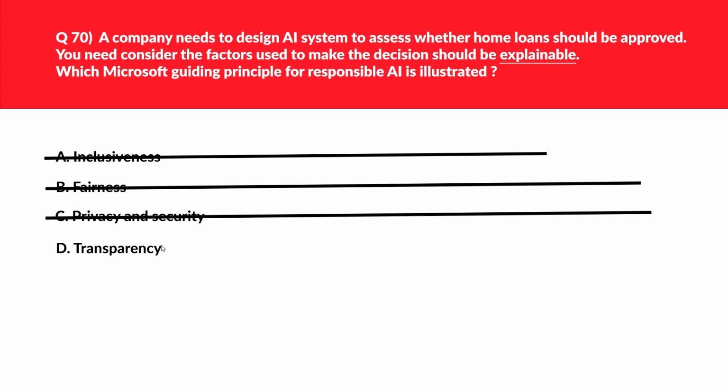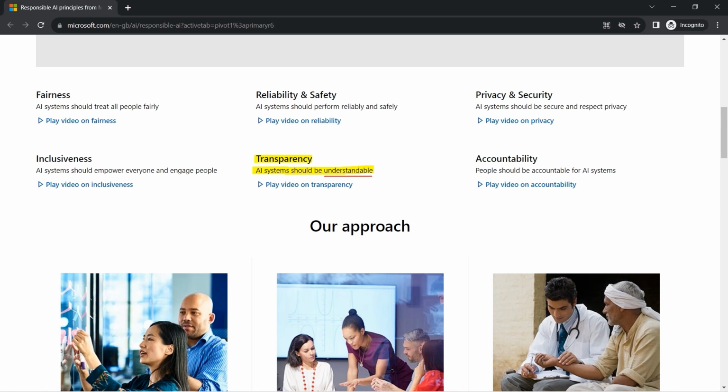Quick tip for the exam: whenever you see keywords like explainable in the question, then think about transparency. If you look at the official documentation from Microsoft, it's written transparency: AI systems should be understandable. So here again you can see the main keyword, understandable. Transparency means understandable. So I hope you got the concept.